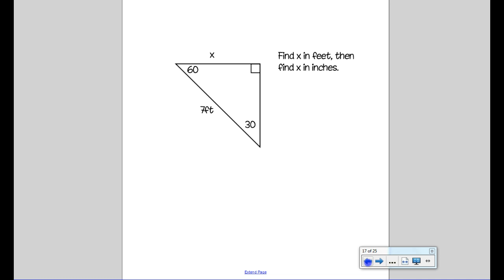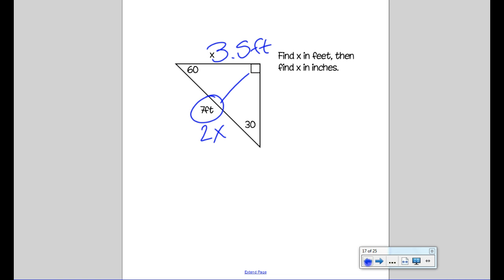Okay, but now find it in inches. What kind of triangle is this? 30, 60, 90. And the side that you're given, what angle is it across from? 90. So that's our 2x. If 7 is our 2x, what's our x? 3.5. We have now found our answer in feet.